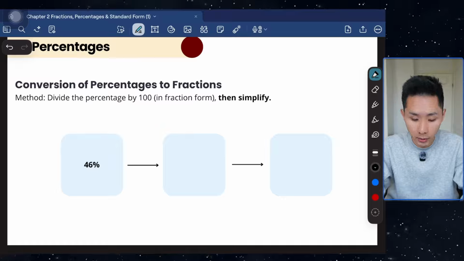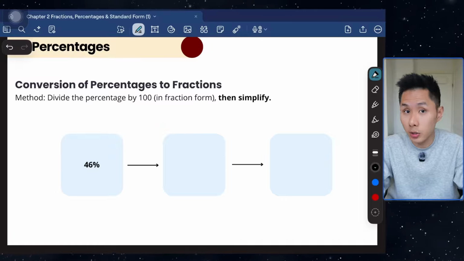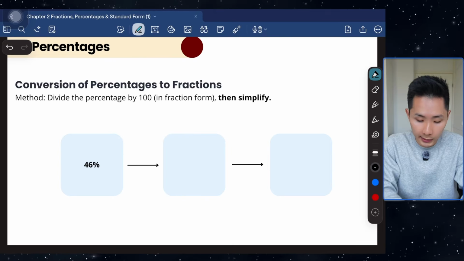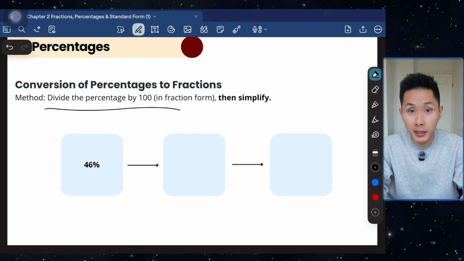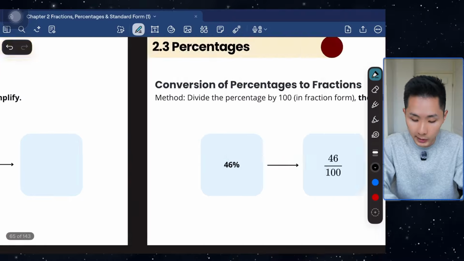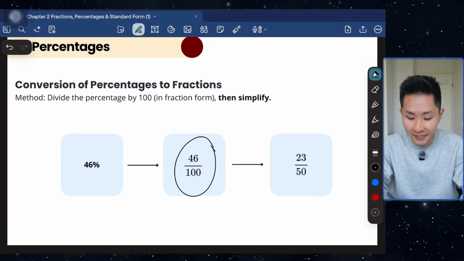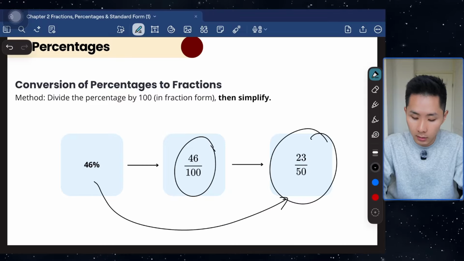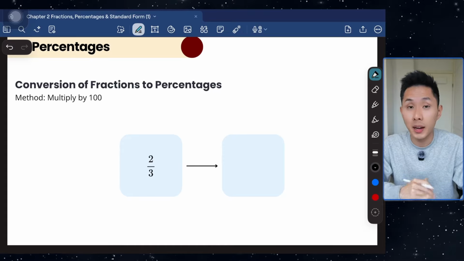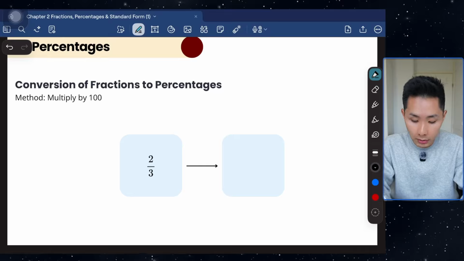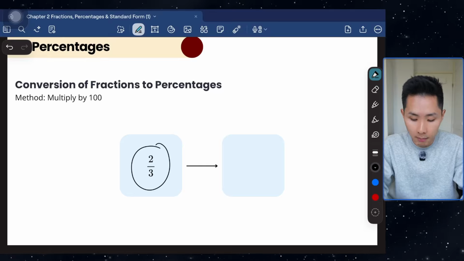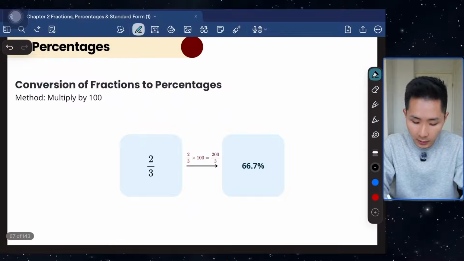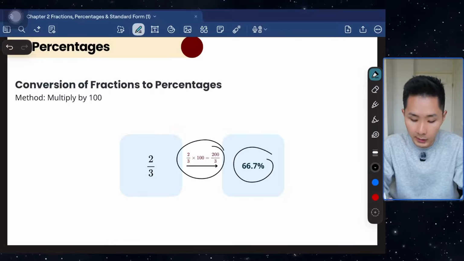So the next thing that you have to know is to convert percentage into fractions in its simplest form. To do that, you have to do two things. First, you have to divide the percentage by 100, 46 divided by 100, and then simplify, and that's how you convert percentage into fraction. Whereas if you want to do it the other way around, you just have to multiply the fraction by 100, and then you would have gotten the percentage of this fraction, which will be 66.7%.